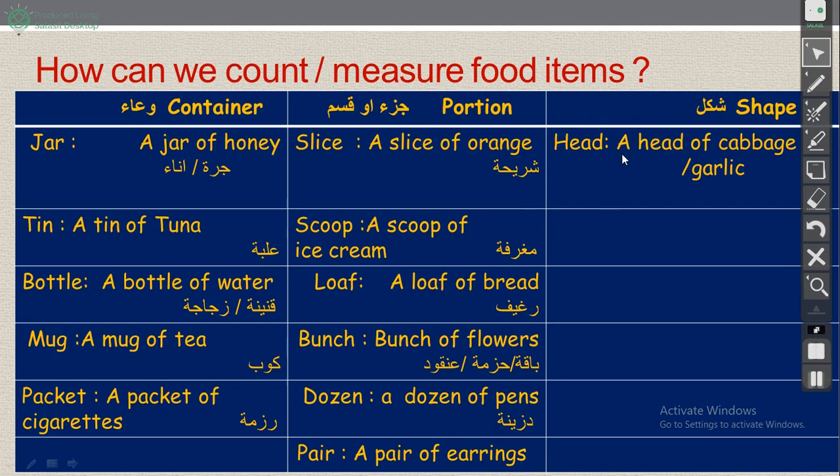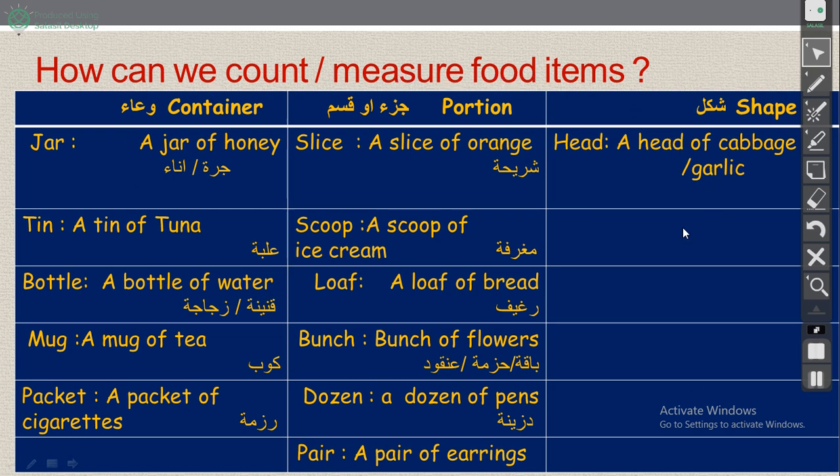Okay, now we know the containers, right? Now, what is our question? The question is, how can we count or measure food items? Count يعد. Measure يقيس أو يزن. Okay, now how can we count or measure food items?